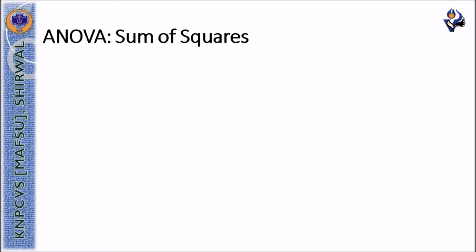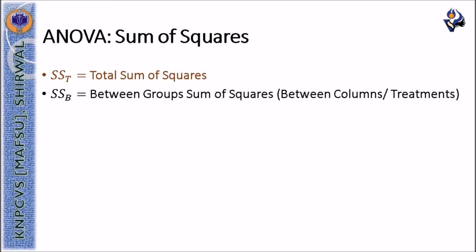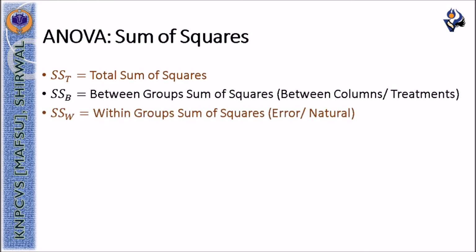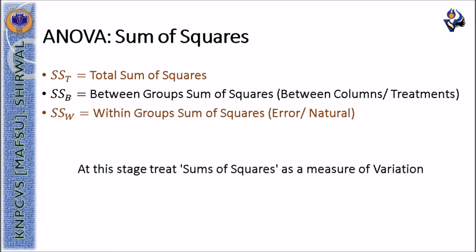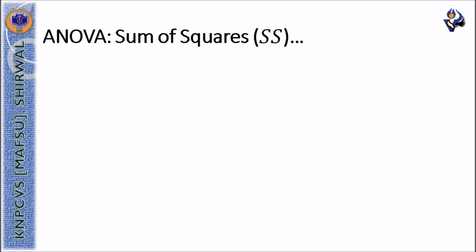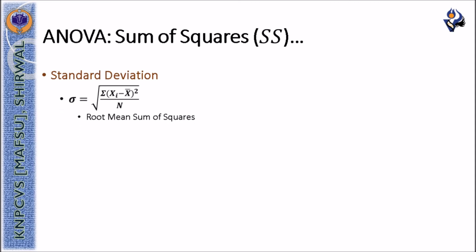In one-way ANOVA, we'll have to estimate various sum of squares such as total sum of squares, between the group's sum of squares, and within the group's sum of squares. At this stage, treat sum of squares as a measure of variation. If we look into the details of the formula of standard deviation, we can define standard deviation as root mean sum of squares. Variance, which is the square of standard deviation, can be defined as mean sum of squares.